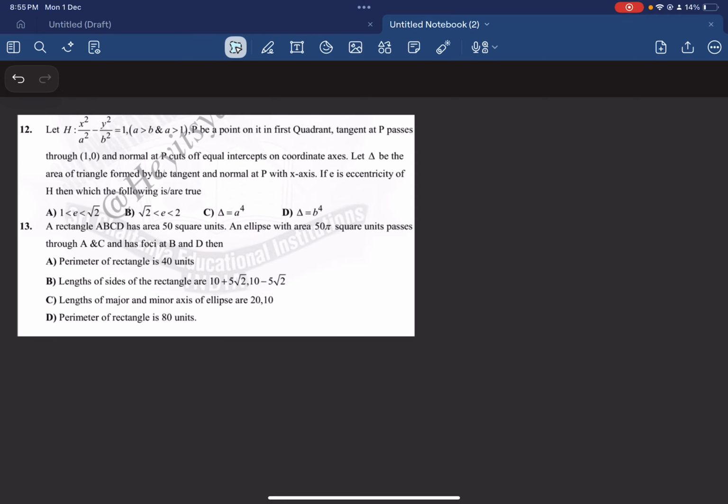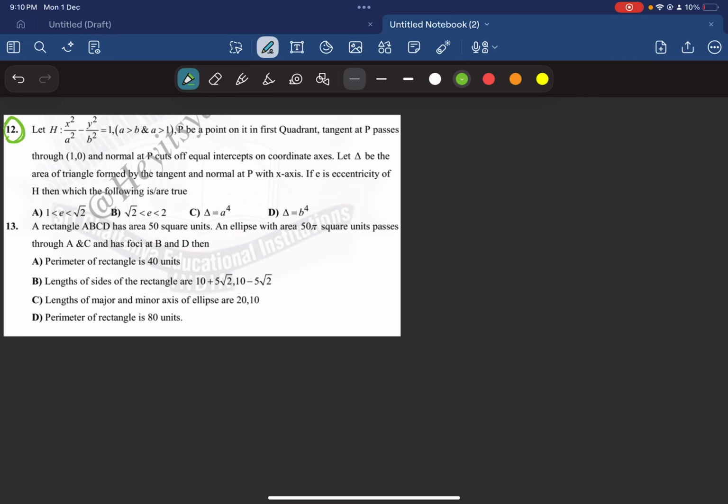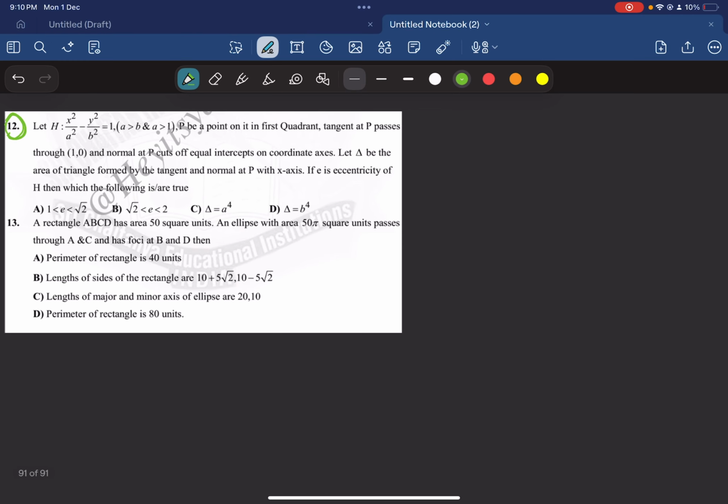So this is your next question. Looks like this is also a previous year JEE question. So we'll solve this. Let us go ahead and solve this. P be the point in the first quadrant. So you have a hyperbola given, a greater than b is given, a greater than 1 is given. So your hyperbola will look something like this. P be the point on it in the first quadrant.